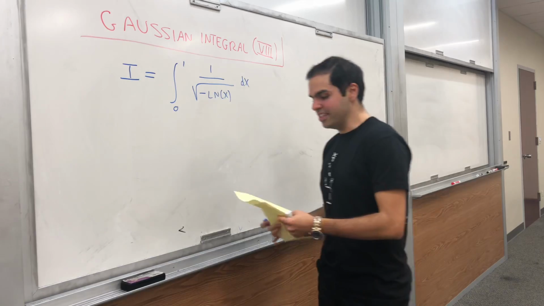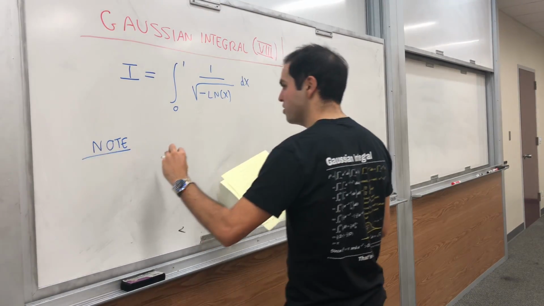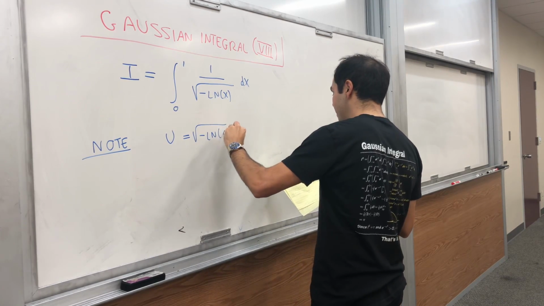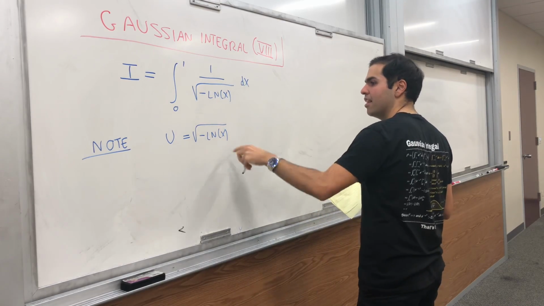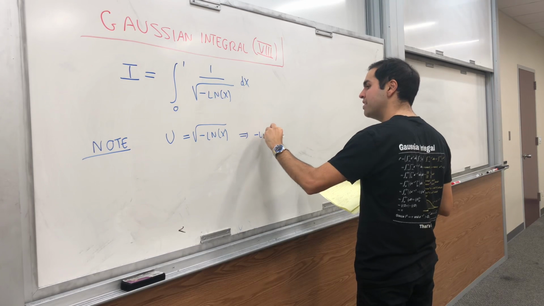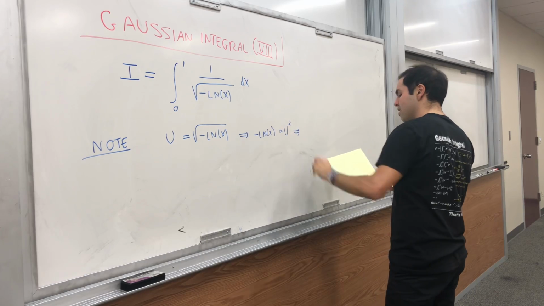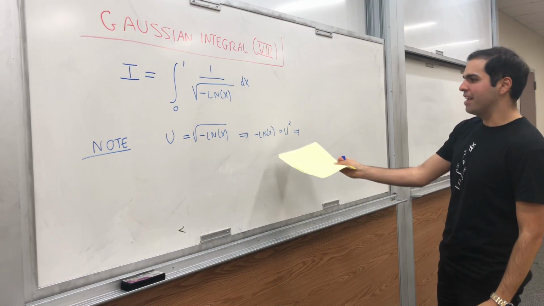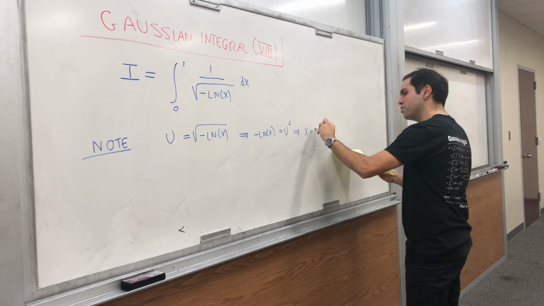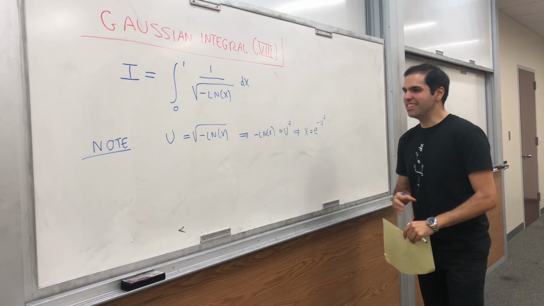but I'm claiming that yes, it's a hidden Gaussian integral because you can make the following u-substitution. Let u be square root of minus ln of x. Then what does that mean for x? Well, then minus ln of x equals u squared. If you divide by minus 1 and exponentiate, you indeed get x equals e to the negative u squared. And we'll need this in a second.